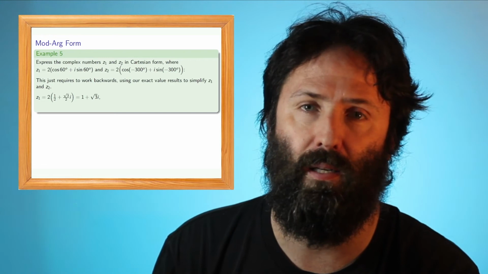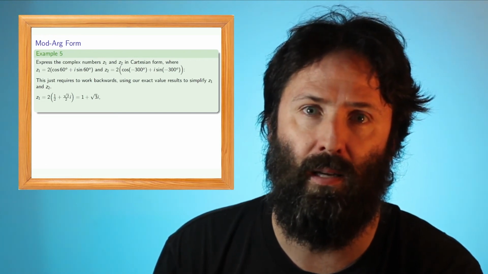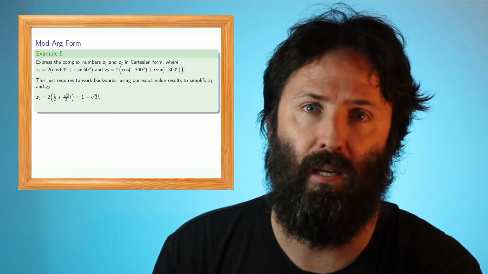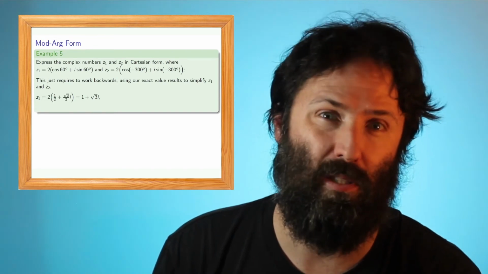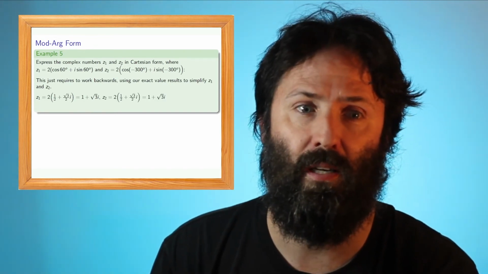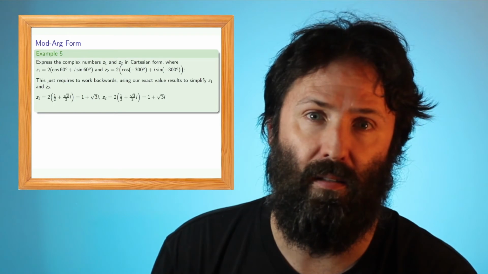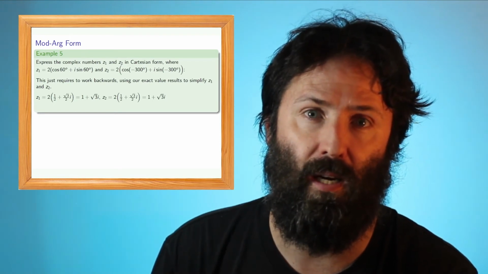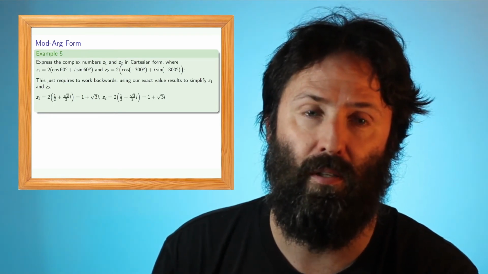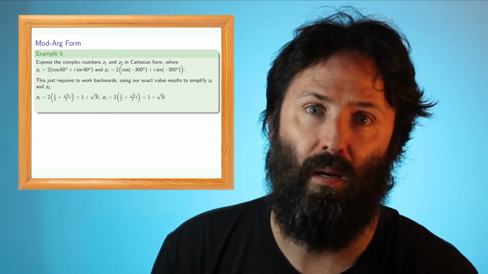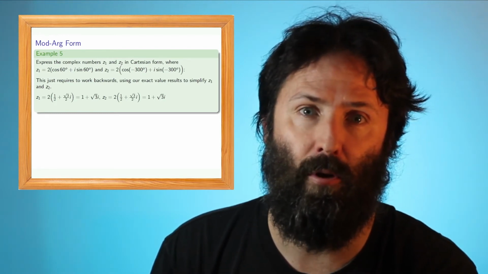I can just plug in cos of -300 into my calculator. Make sure you put brackets around the -300. See what it tells me. Do the same thing for sine. And again, I'm going to find out that cos of -300 is a half, sin of -300 is √3 on 2. And therefore, I get the same complex number again.